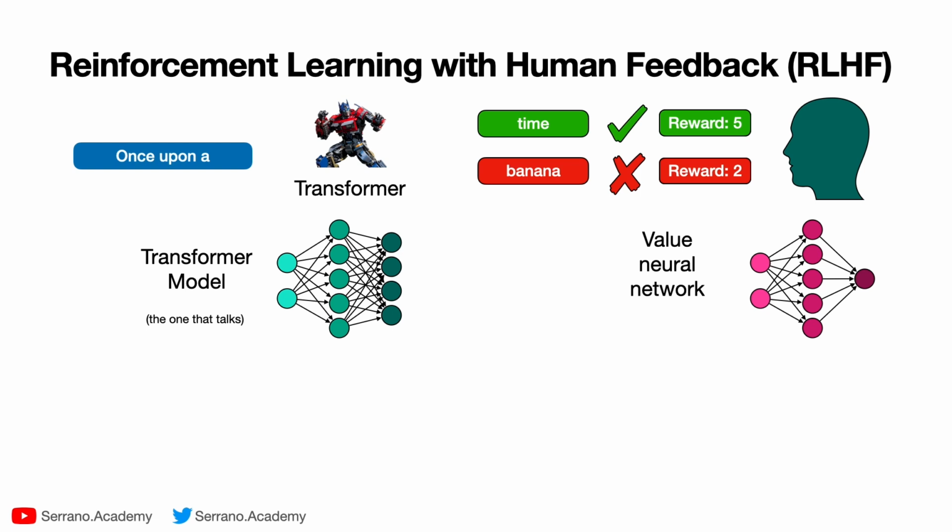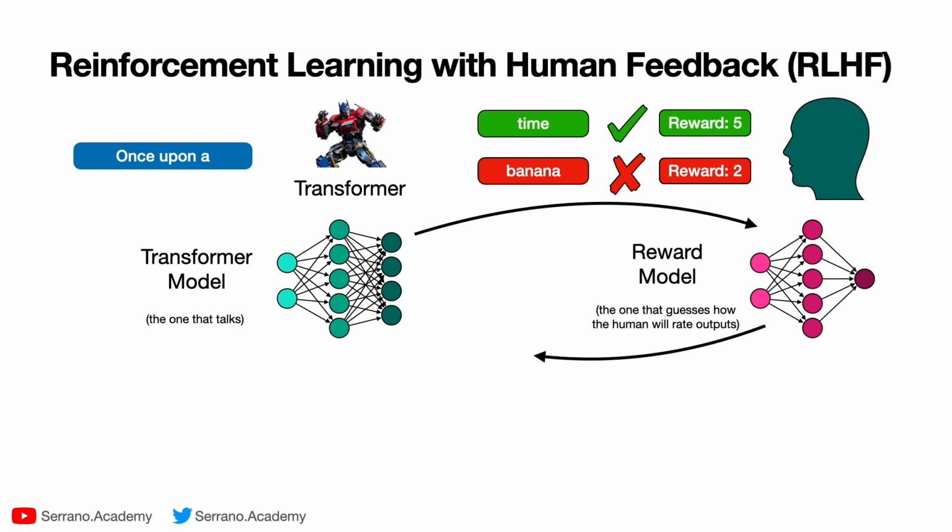And the value neural network is called the reward model. This one learns to mimic what the human evaluator does. So given a lot of responses by a human, the reward model learns how a human responds, and then it mimics those responses. Now, how do we train these two networks? Well, they help train each other. It's a cyclical process where one helps train the other and the other helps train the one.